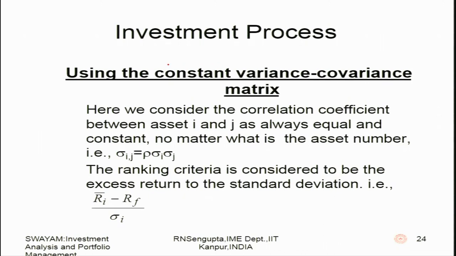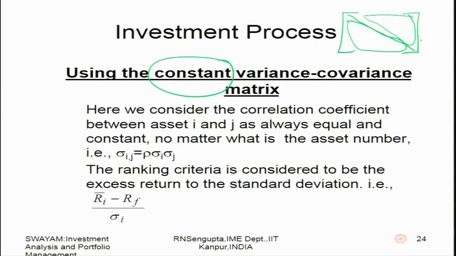Now, even though I mentioned that we are ranking them based on excess return to sigma, a very subtle concept is being considered here: the constant variance covariance matrix is to be used. Leave aside whatever is written on the slide and go back to the concept of a variance covariance matrix. The principal diagonal is the sigma squared, or the variance, and the off-diagonal elements are the covariances, which are given as rho ij, sigma i, sigma j.